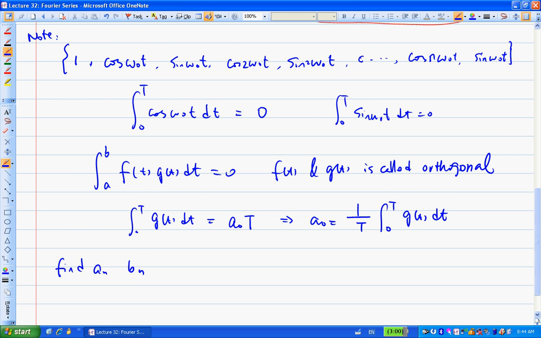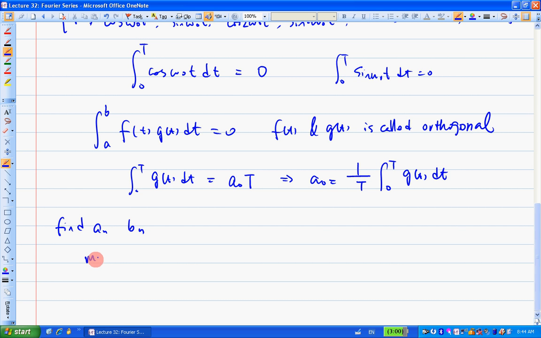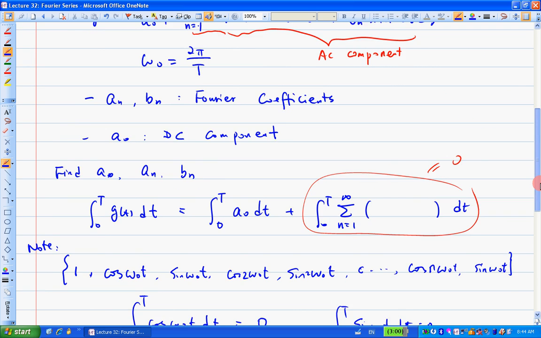To find a_n and b_n, what you do is, let's say, find a_n first. You multiply this cosine n omega naught t to both sides.